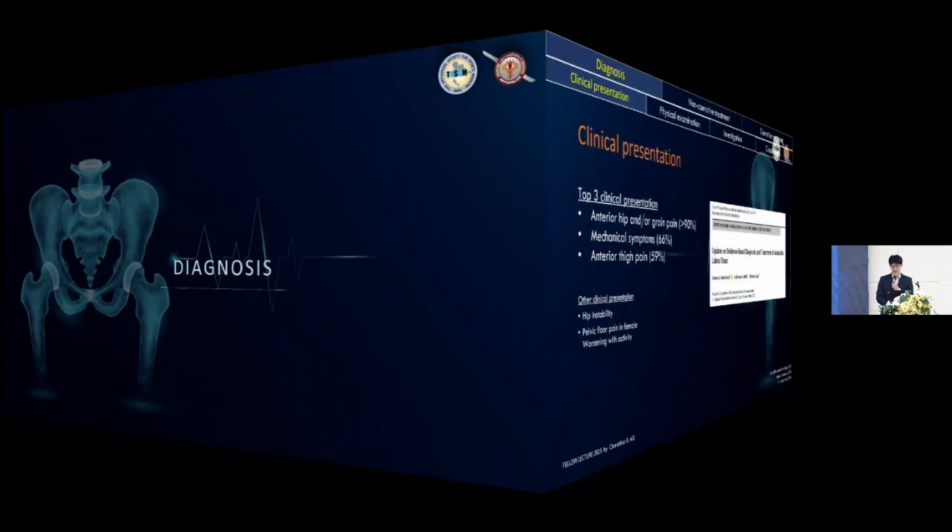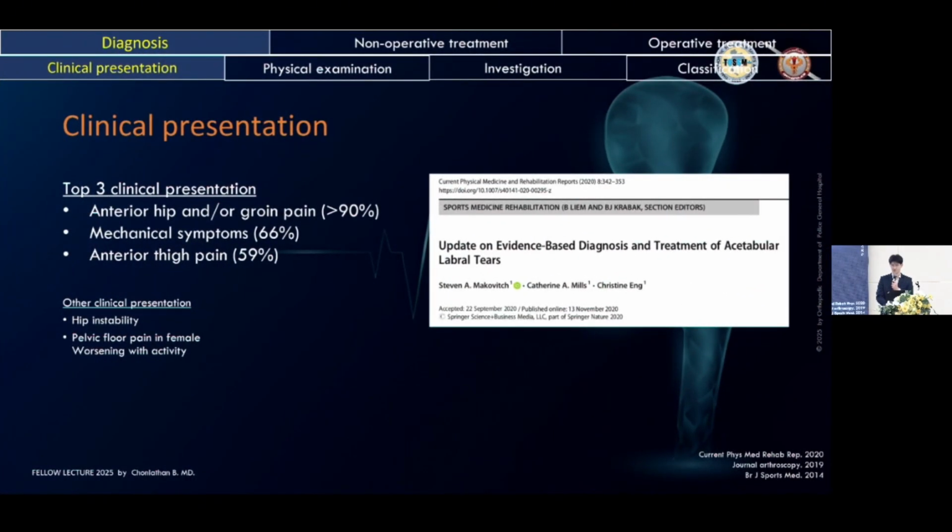In order to diagnose this, the top 3 clinical presentations were first anterior hip or groin pain, in more than 90% of ALT patients, followed by the mechanical symptoms like clicking, locking, or catching, and then anterior thigh pain at about 59% as the third one. Other clinical presentations can be hip instability or even pelvic floor pain in females.